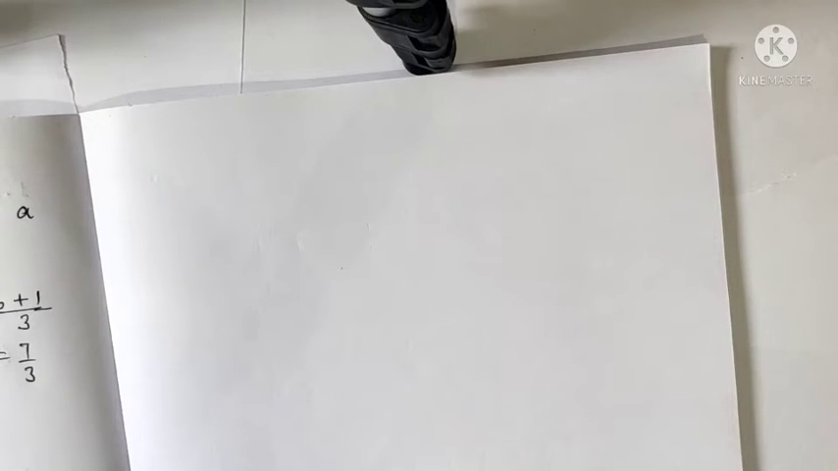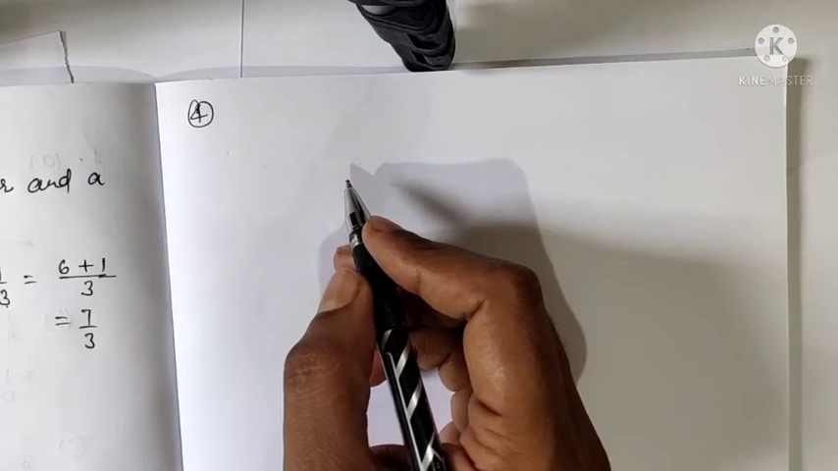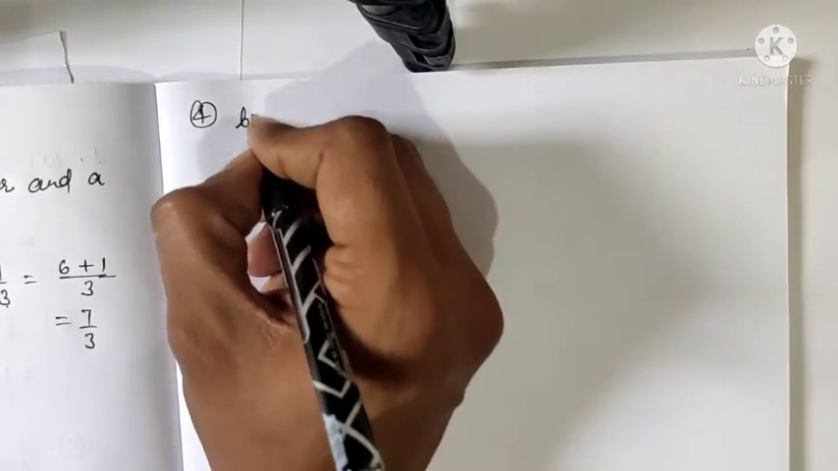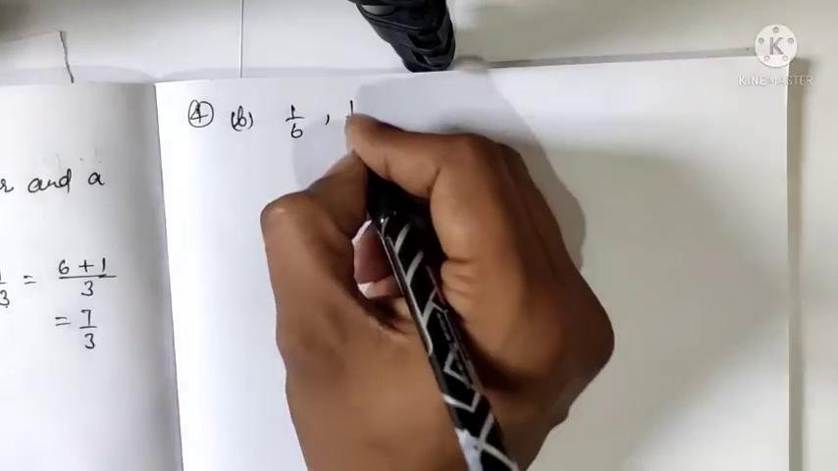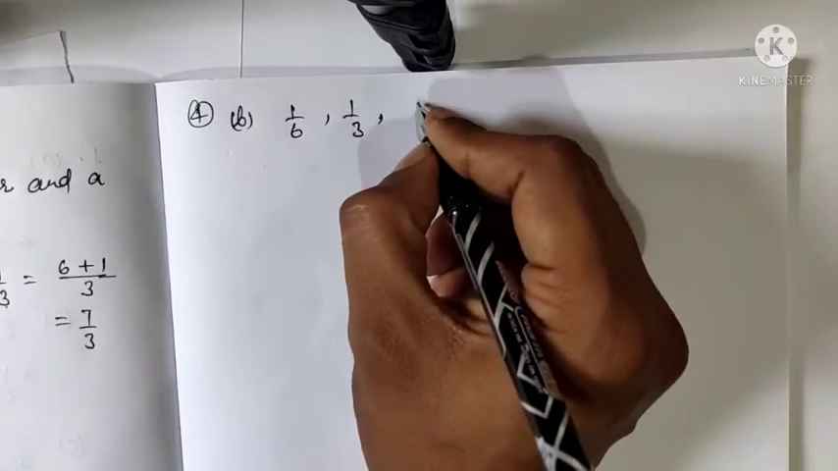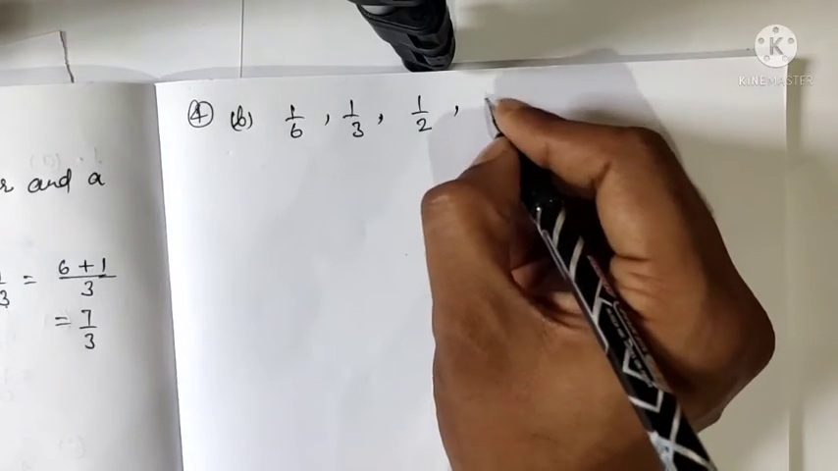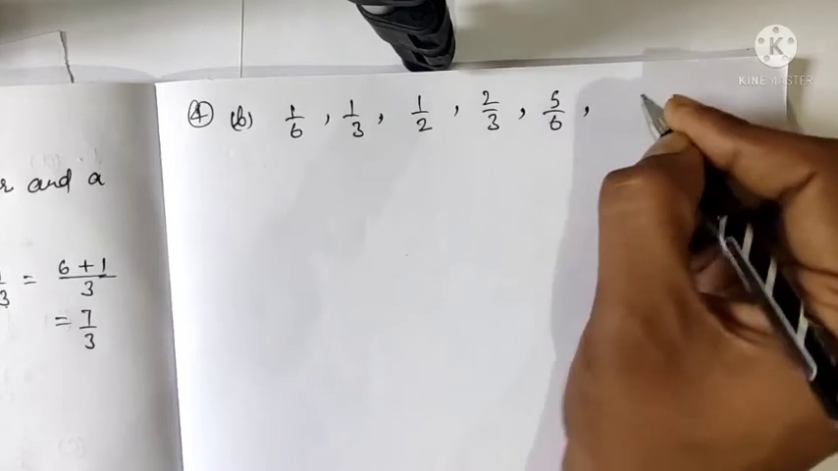Any doubt? I don't think so, but if you have any doubt, then message me. Now question number 4 is, draw the number line for each group of the following fractions and locate the fractions as points on it. And B of 4 is 1 by 6, 1 by 3, 1 by 2, 2 by 3, 5 by 6, 6 by 6, and 7 by 6.